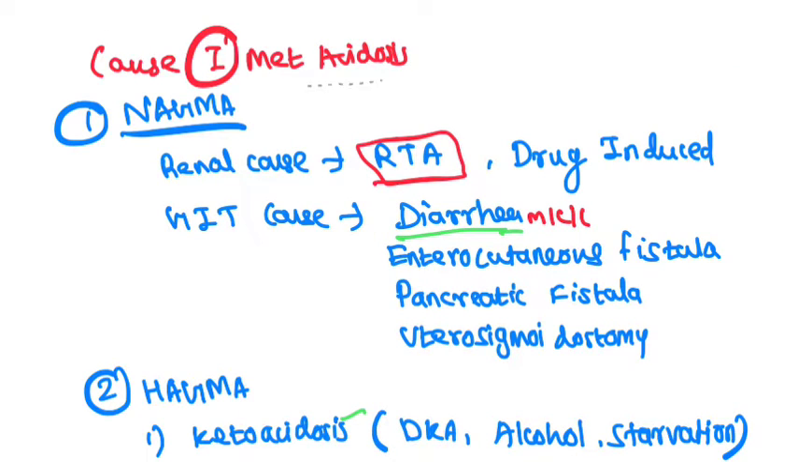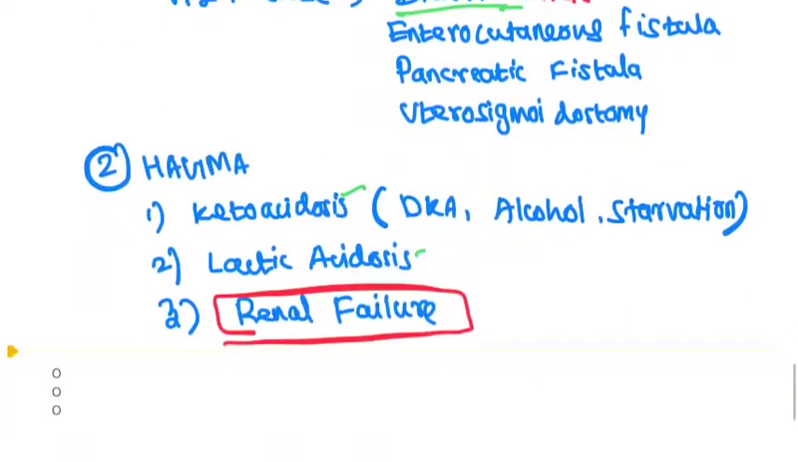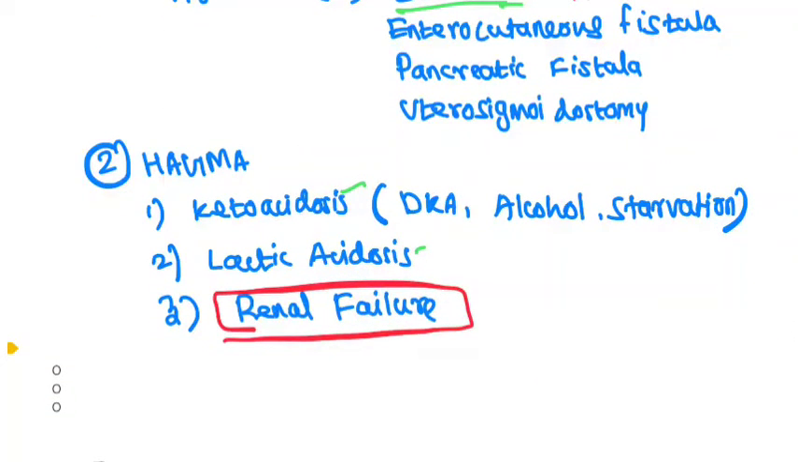Let's see causes of metabolic acidosis. Normal anion gap metabolic acidosis is caused by renal causes and GIT causes. Renal causes are renal tubular acidosis and drug induced. GIT causes are due to diarrhea, which is the most common cause, then enterocutaneous fistula, pancreatic fistula, ureterosigmoidostomy. High anion gap metabolic acidosis is caused firstly by ketoacidosis due to DKA, alcohol, starvation. Secondly, lactic acidosis. Finally, renal failure.